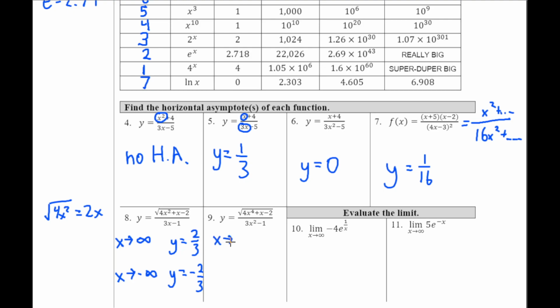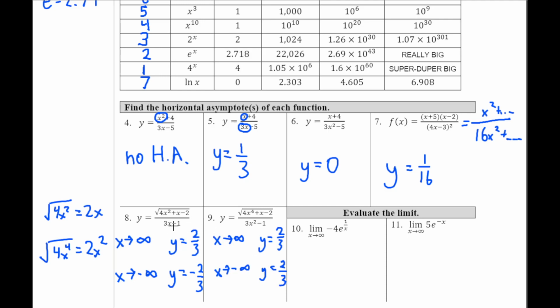As x goes to infinity, let's write this here. The absolute value of the square root of 4x to the fourth is 2x squared. So 2x squared over 3x squared, y is equal to 2/3. And then as x goes to negative infinity, y is going to be 2x squared over 3x squared, but negative infinity squared is just positive infinity squared, so this is still 2/3.